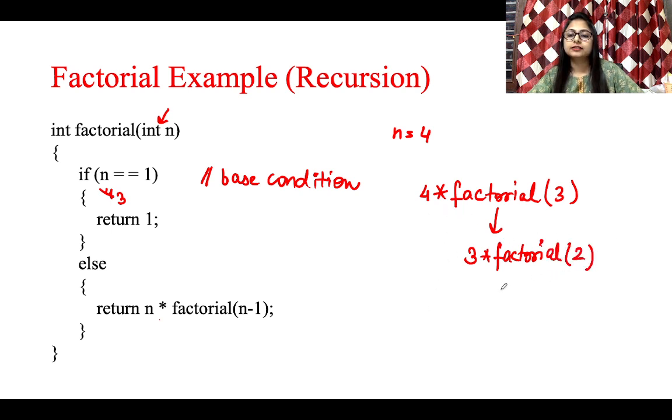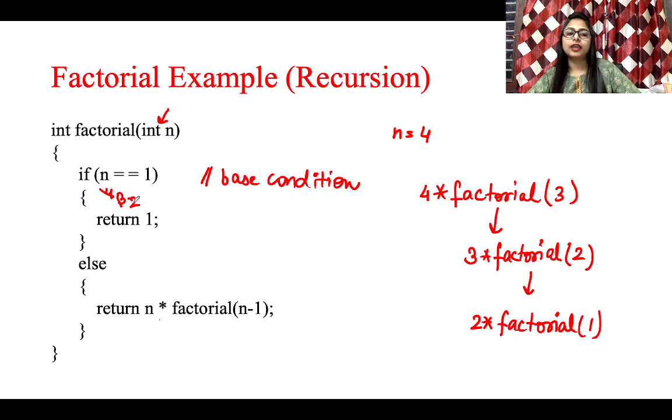Again, see, this is the same function. The function is calling itself again and again, the factorial function. Now the value changes. What is the value now? It will become 2. Compare it: is 2 equal to 1? No. Then it will go to the else condition. It will write n into factorial of n minus 1. So what is factorial of n minus 1? Factorial of 2 minus 1, that is 1. Now again it will call the same function, factorial 1.